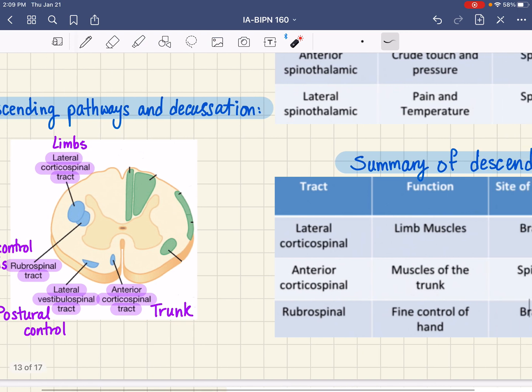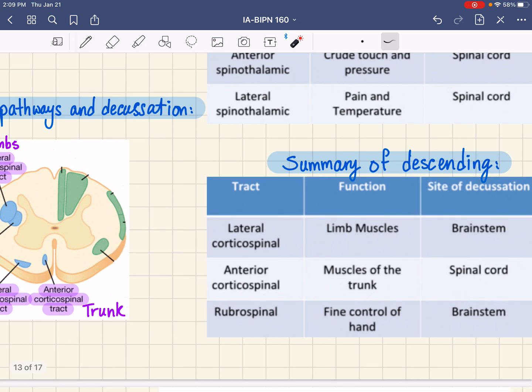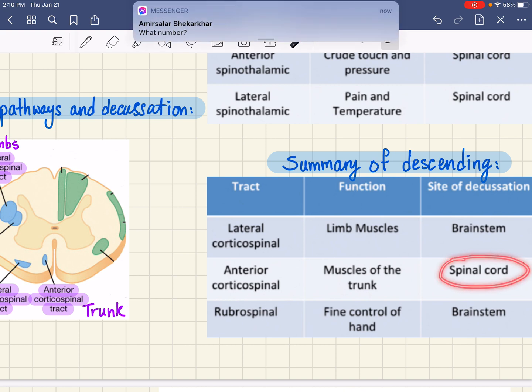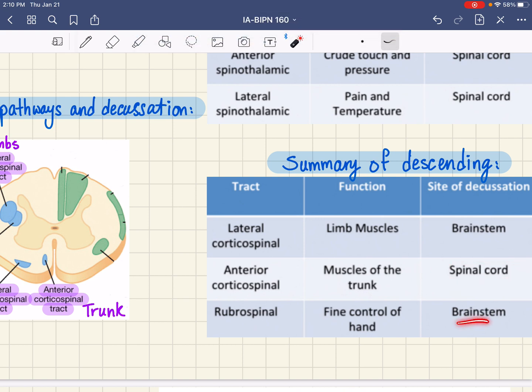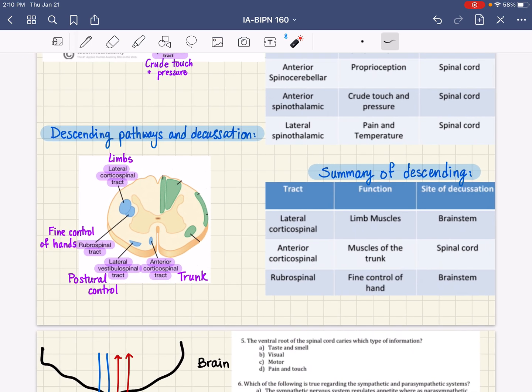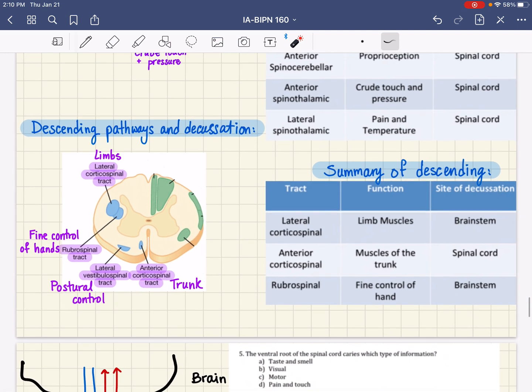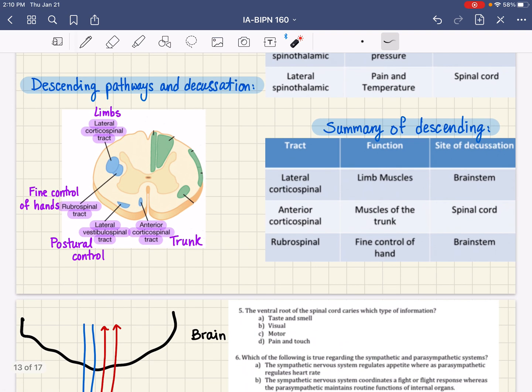But to give you a summary of the descending pathways, their function, and the decussation site, here is this chart. And again, you should definitely memorize this. An easy way of memorizing it: only memorize that the anterior corticospinal tract decussates at the spinal cord, and then everything else is at the brainstem. Okay, again, these could be good places for a question on the exam, possibly multiple questions.